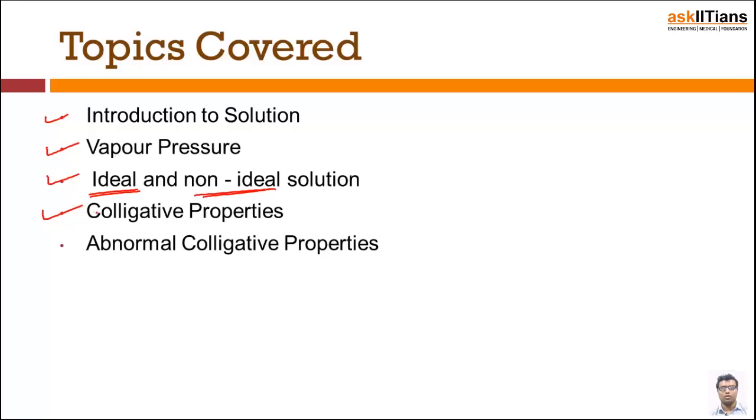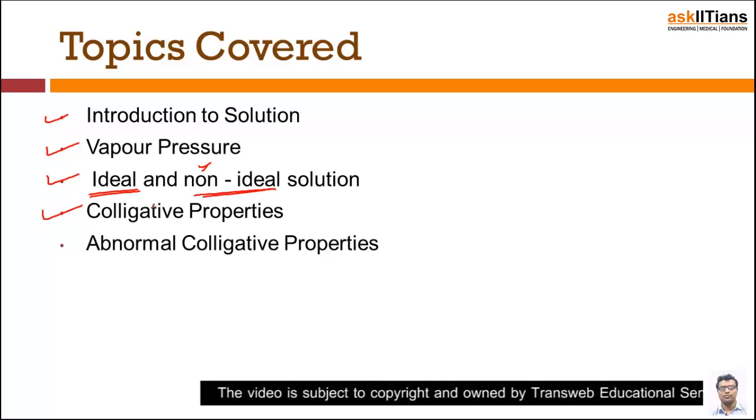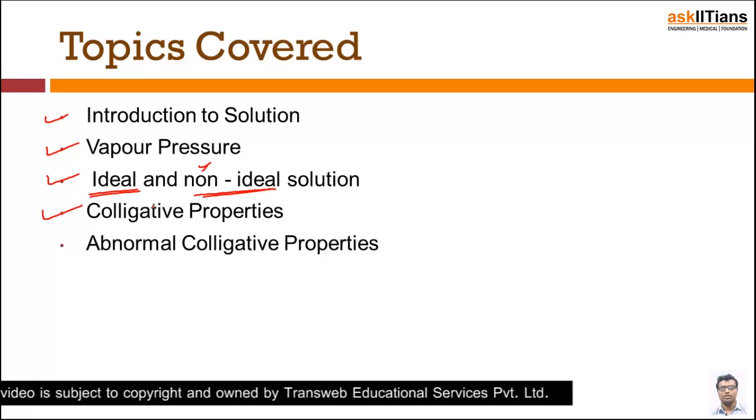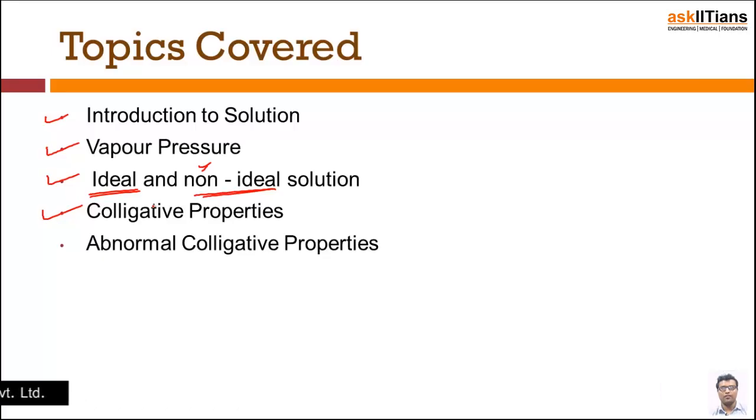Next part, colligative properties. So in this part we will be discussing the deviations which lead an ideal solution to behave as a non-ideal solution. So we will be discussing further parts like the elevation of boiling point, depression in freezing point, osmotic pressure, Van't Hoff factor, and other topics.